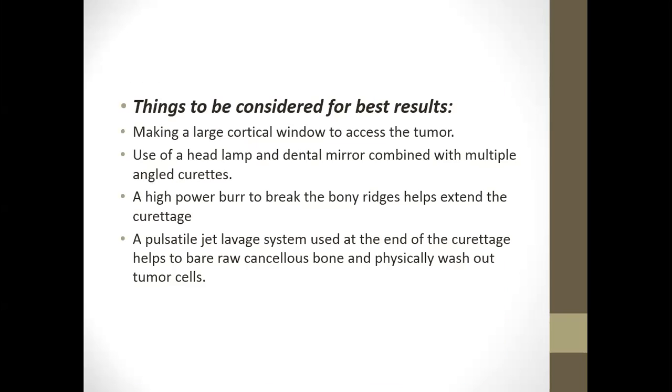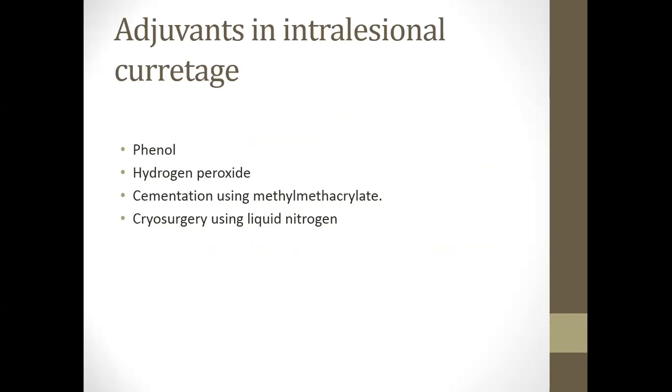Things to be considered for the best results: making a large cortical window to access the tumor, use of a headlamp or dental mirror combined with multiple angled curettes, a high-power burr to break bony ridges to help extend the curette, and a pulse-style jet lavage system used at the end of the curettage to help bare raw cancellous bone and physically wash out tumor cells.